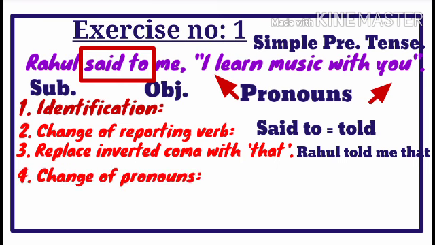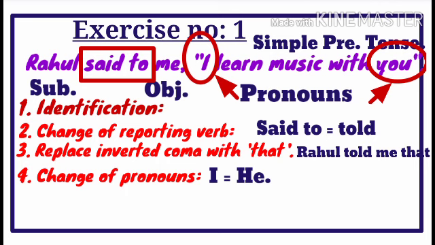Fourth one is change of pronouns. So there are 2 pronouns, one is I, one is you. So as I told you earlier, I is a first person, it changes according to subject, that is Rahul. So it will be Rahul told me that he. I will change to he. And next is you. You is a second person, it depends on the object. Object is me. So it changes to me itself.